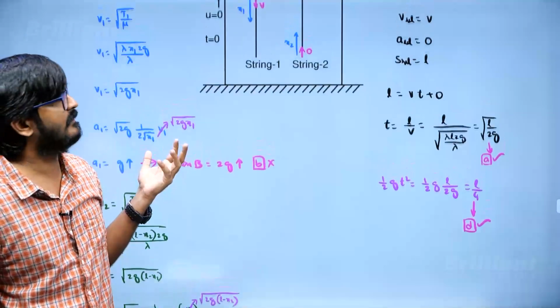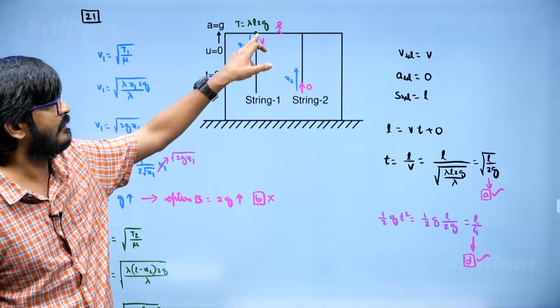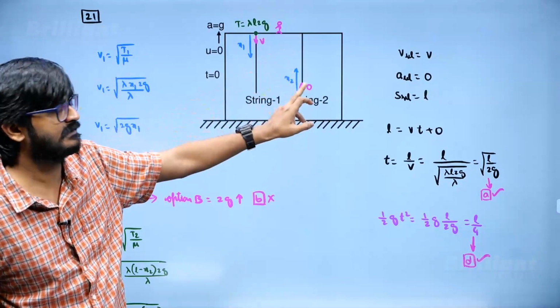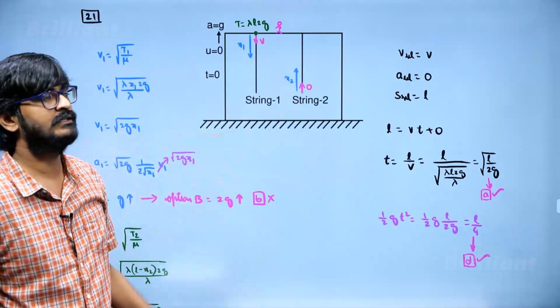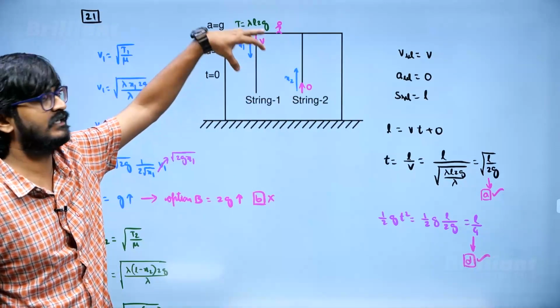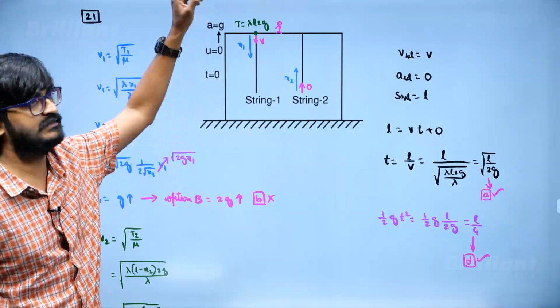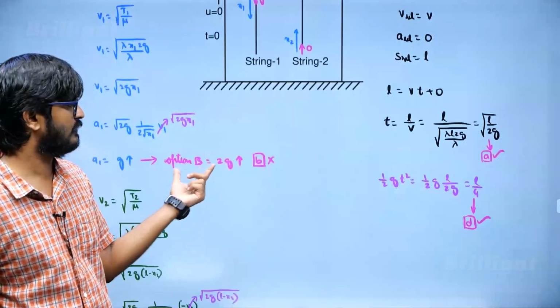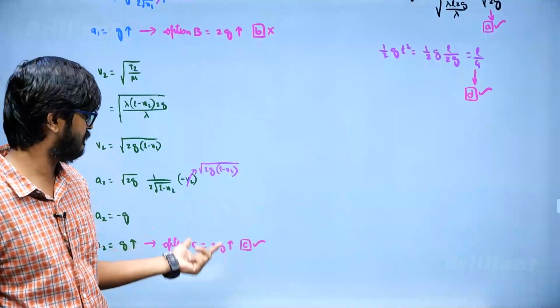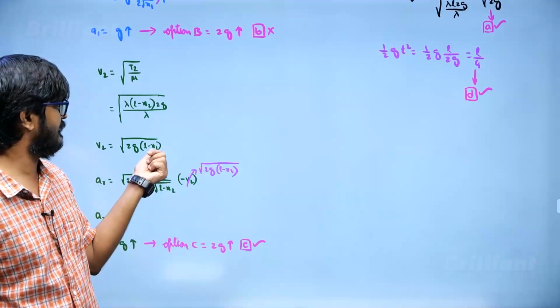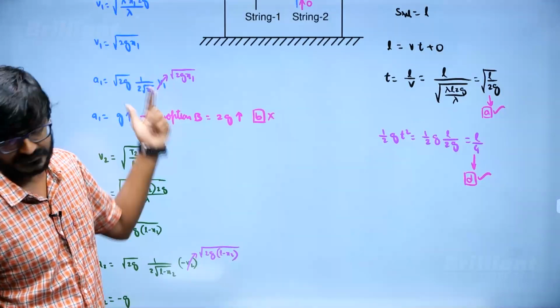I will be worried only about magnitude because I have seen the physical significance. This acceleration is in the upward direction, this acceleration is also in the upward direction, right? So acceleration of the wave with respect to the lift is g upwards. So with respect to ground, it is going to be g plus g, which is 2g upwards, right? So option B is going to be wrong, option C is going to be correct. But this has to be x2, this has to be L minus x1.